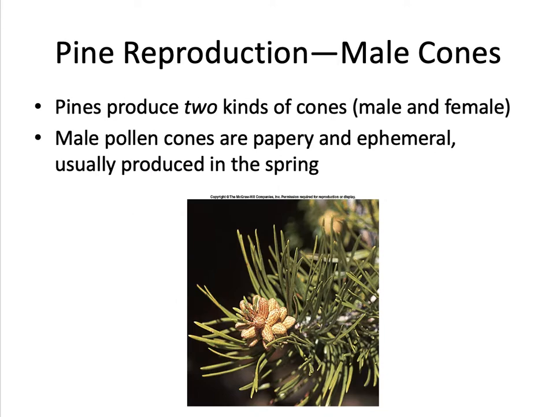Now, when pines reproduce, they have both male cones and female cones. And the male cones are called the pollen cones, and they produce the pollen grains. These male cones are papery and ephemeral, which means that they fall apart after just a couple weeks, and they're almost always produced in the spring months.